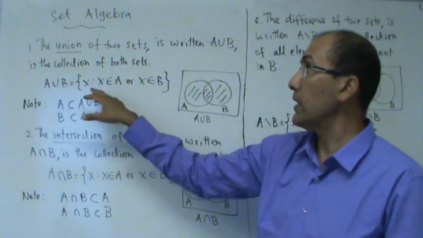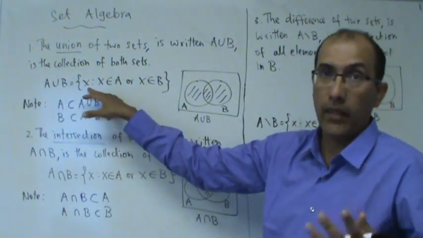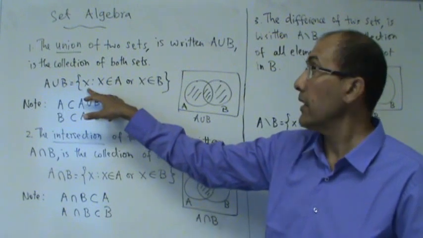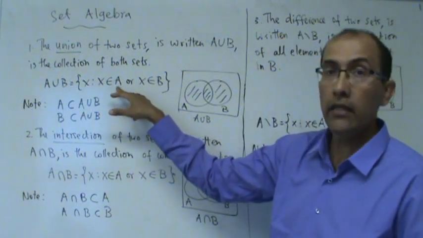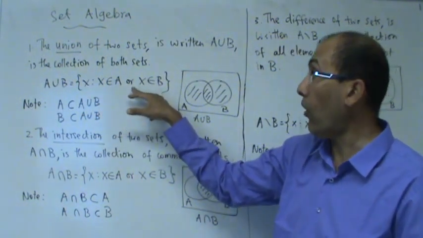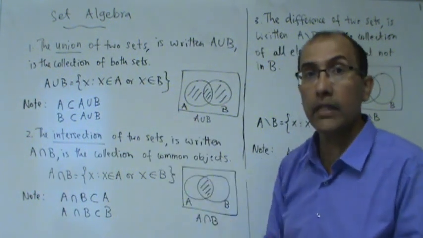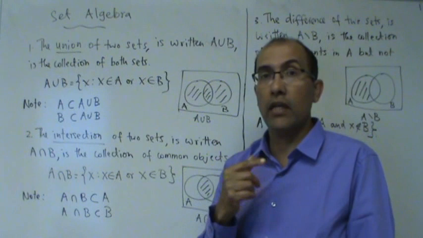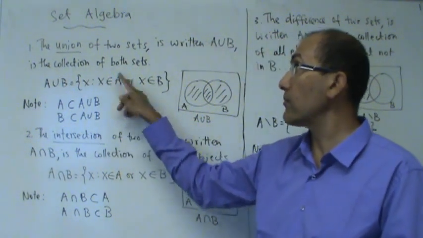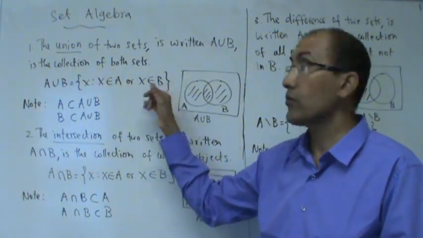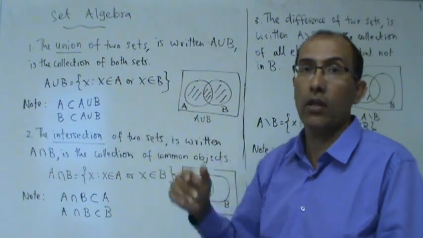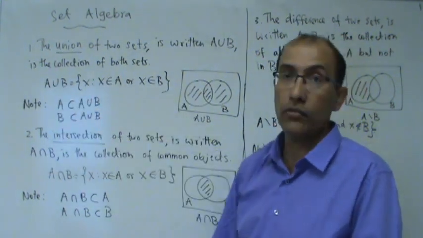So A union B is the set of X, and we describe what X is. X is all elements in A, X belongs to A, or X belongs to B. So this is a key word. Remember, that's a connective from our statements. So this can be one statement, this is the second statement. So if X belongs to A or X belongs to B, then it's in the union.